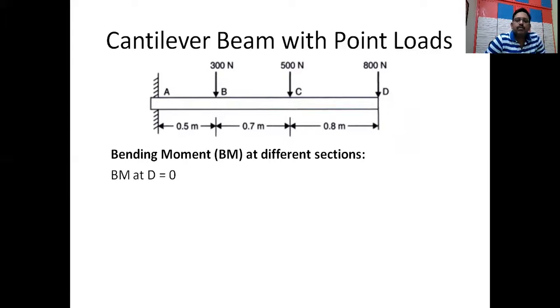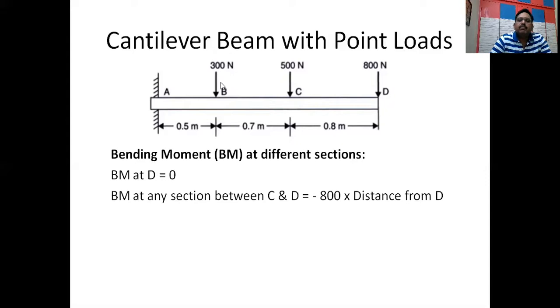Now, bending moment at D. How to find out bending moment at D? When we are talking about this, we always consider the right hand side. There is nothing on the right hand side, only this one force. At this section we have only one force, and because it is passing through this point, there won't be any bending moment, because the perpendicular distance of this force from D is 0. That's why bending moment at D will be 0. So this is the bending moment at section D.